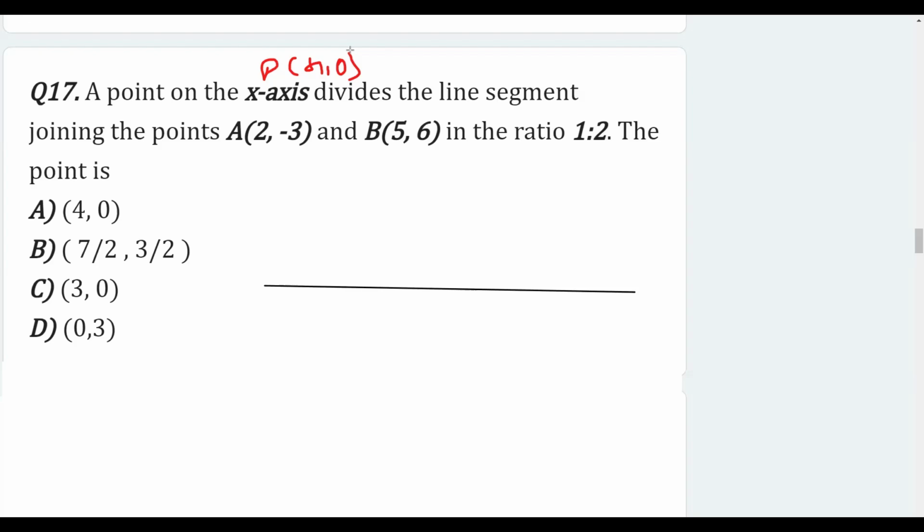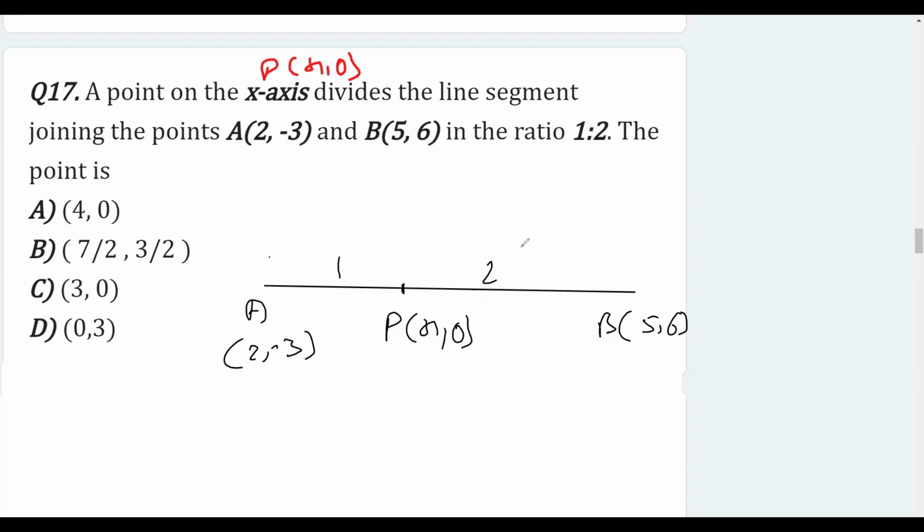Now assume this to be the x-axis, and this is not up to the scale. I'm just taking a rough sketch here, and let's say there is point B, which is 5 comma 6, and there is point P here somewhere, and its coordinate, as I said, lies on the x-axis. That's why I took the coordinate as x comma 0, and it divides the line joining in the ratio, so I will take this as 1:2. So we are going to use the section formula for x here, not for y.